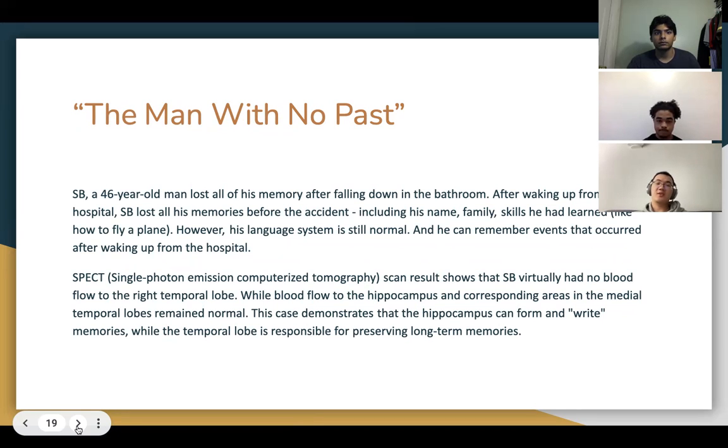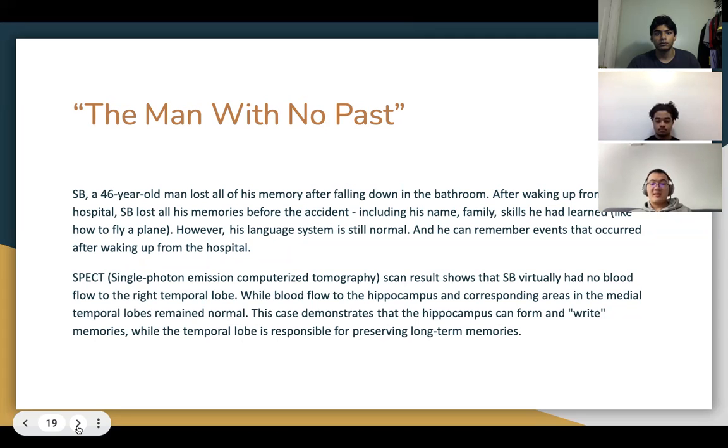The man with no past. SV, a 46-year-old man, lost all of his memory after falling down in the bathroom. After waking up in the hospital, SV lost all of his memories before the accident, including his name, family, and skills he had learned, like how to fly a plane. However, his language system is still normal, and he can remember events that occur after waking up in the hospital.